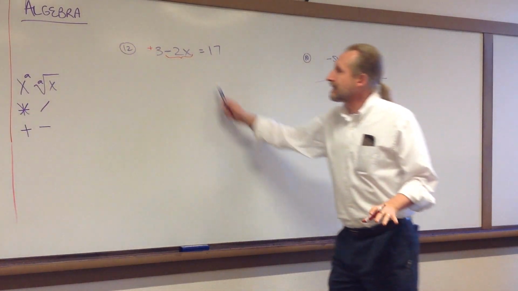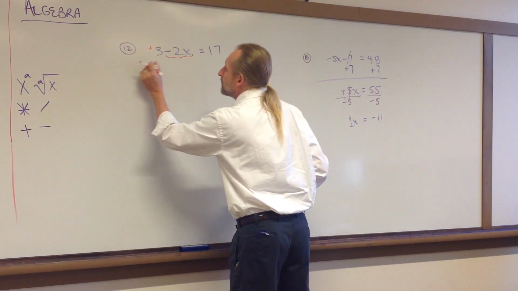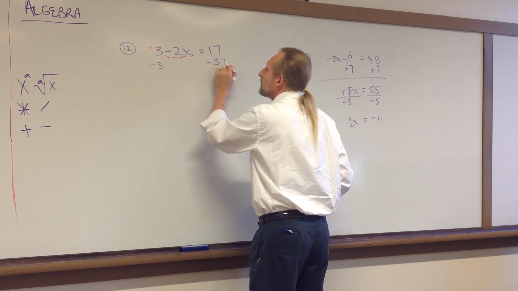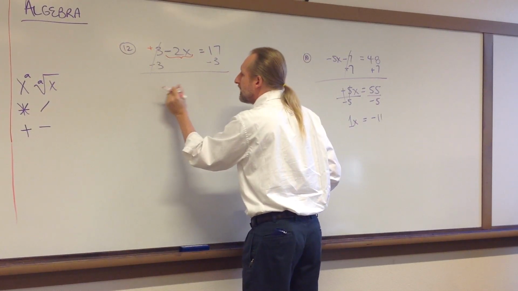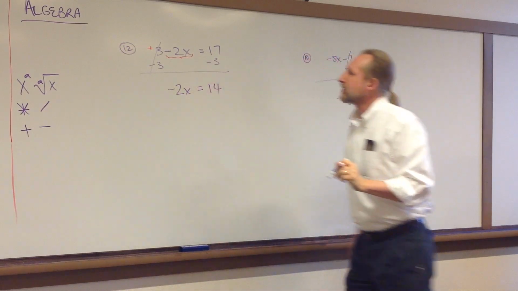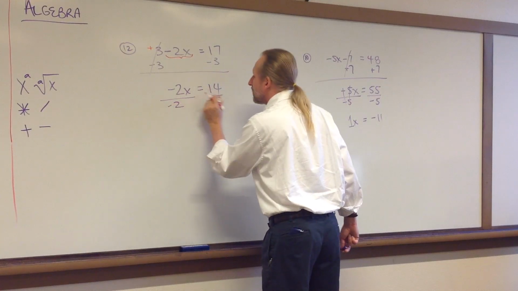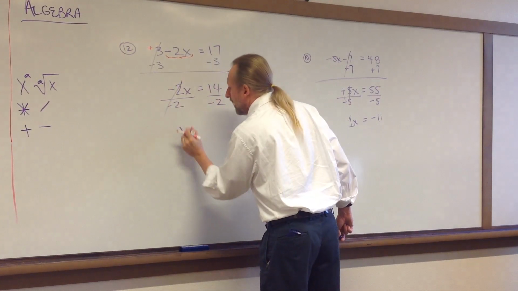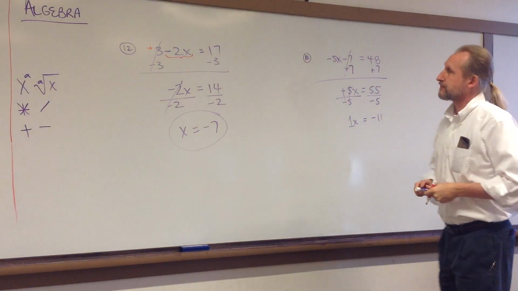So, if we want to get this minus 2x by itself, we're going to do that by subtracting 3 on both sides. These cancel out and make 0. Don't lose that negative sign. This is minus 2x equal to 14. And then to solve it, we'll divide on both sides by minus 2. And that'll give us 1x equal to negative 7.